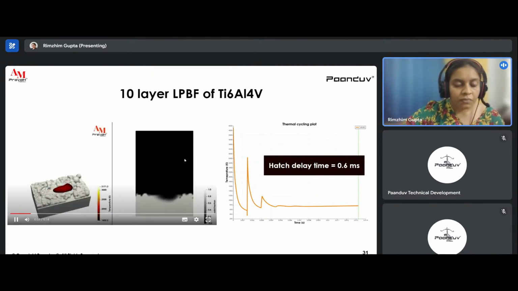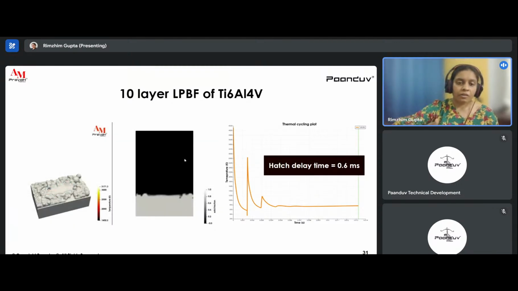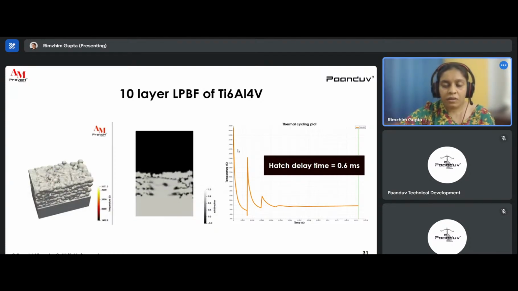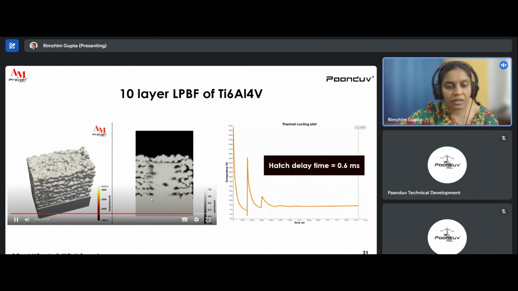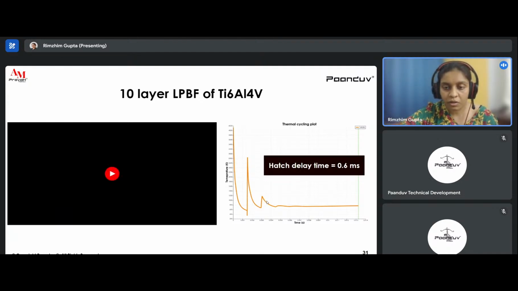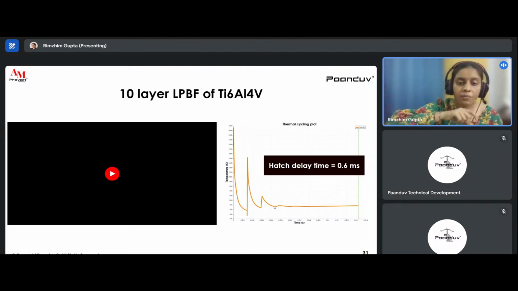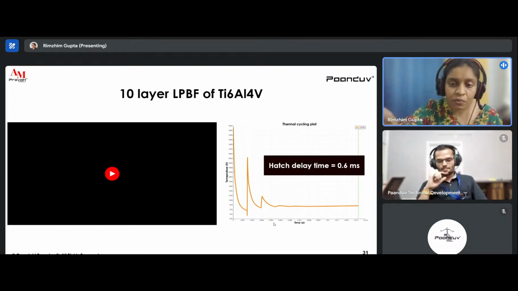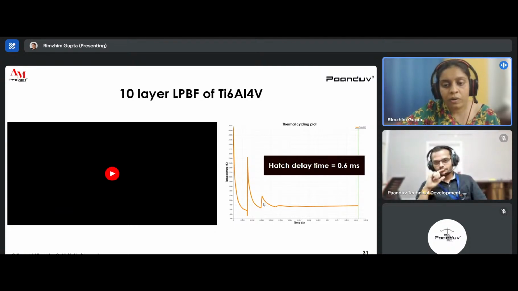To analyze it further, we built a thin walled structure of 10 layers of Ti 64 using AM Pravah, and we left a probe somewhere here and analyzed the temperature distribution. We saw that up to the third layer, the temperature of the third layer is affecting the temperature of the first layer, but after that, when the laser hits the fourth layer, there is no effect on the first layer. That means after three layers the temperature is getting steady.